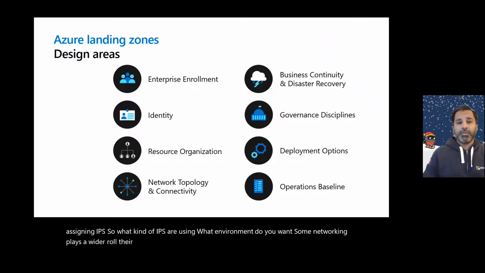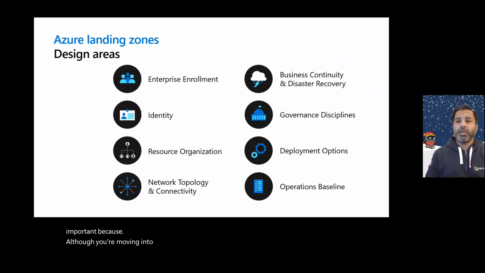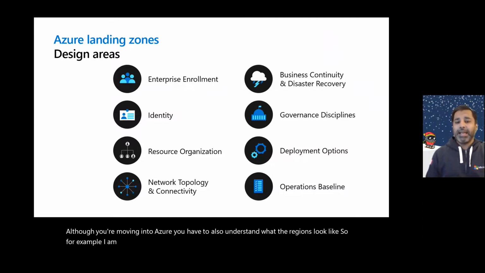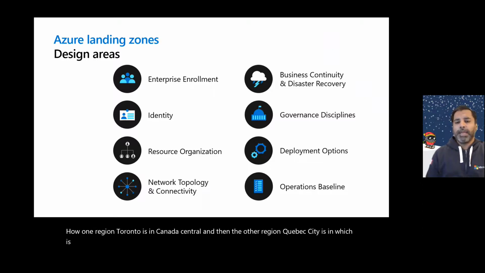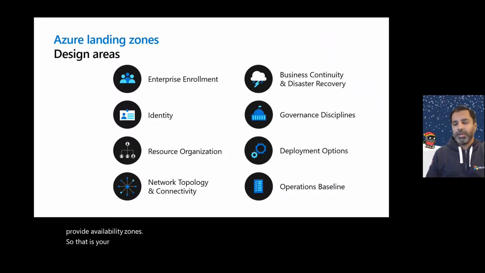Business continuity and disaster recovery, that is very important because although you're moving into Azure, you have to also understand what the regions look like. So for example, I am in Canada. Canada has two regions. One region, Toronto, is in Canada Central, and then the other region, Quebec City, is called Canada East. The challenge with Canada East, the one in Quebec City, is it does not provide availability zones. So if that is your primary region, you won't be able to do availability zones.